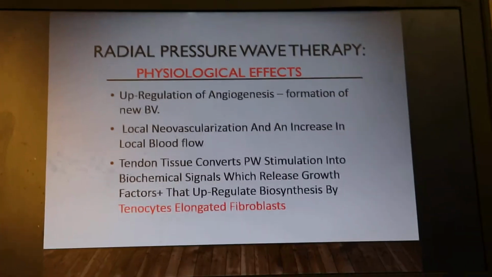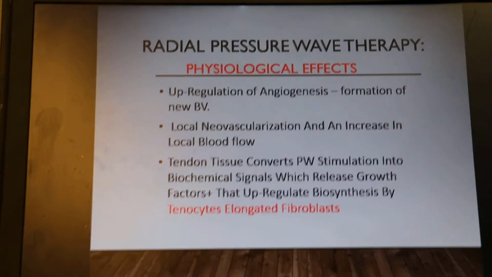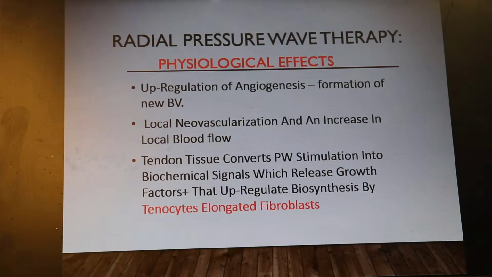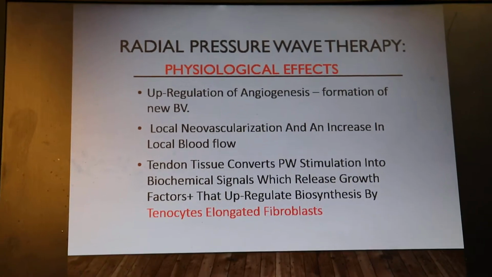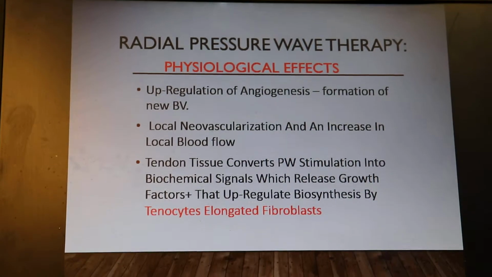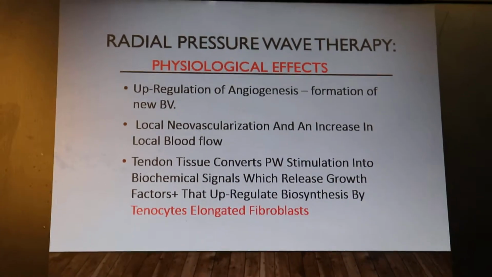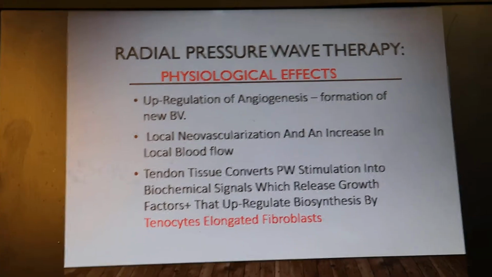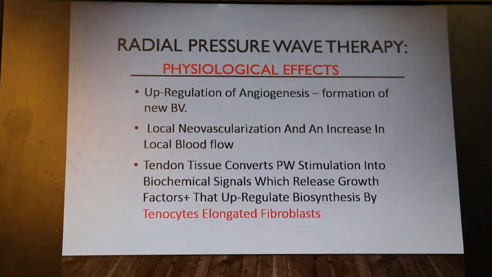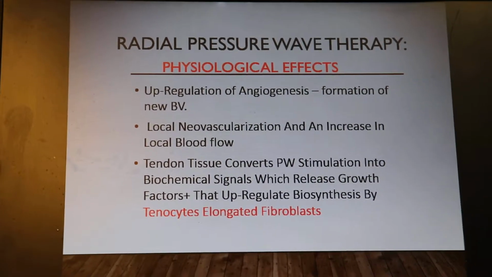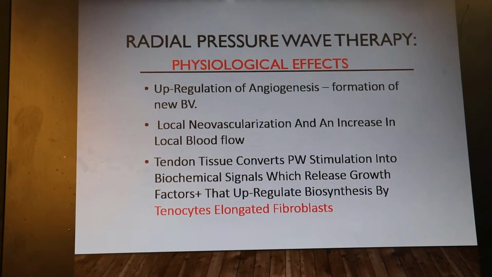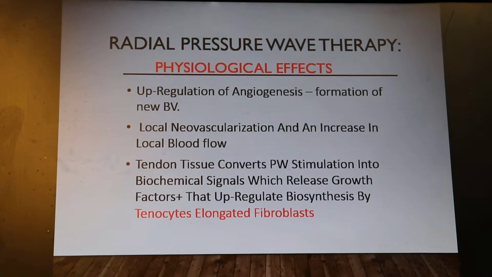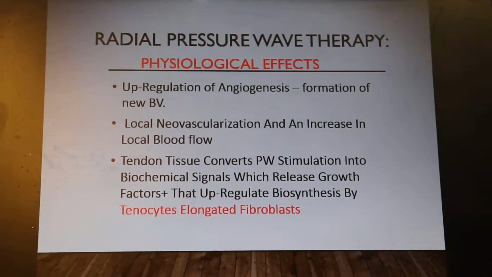The radial pressure wave that we are talking about today, physiological effects are amazing. Upregulation of angiogenesis, what's that? Formation of new blood vessels. Local neovascularization and an increase in local blood flow. And then really critical is the tendon tissue converts the pulse wave stimulation into biochemical signals which release growth factors that upregulate biosynthesis. The biosynthesis is by tenocytes, which are elongated fibroblasts, and these develop gradually eventually into tendons.